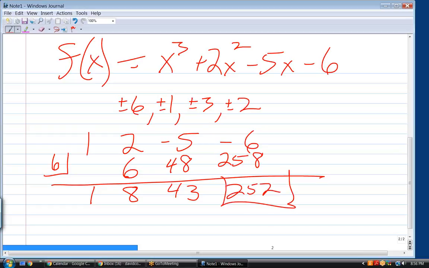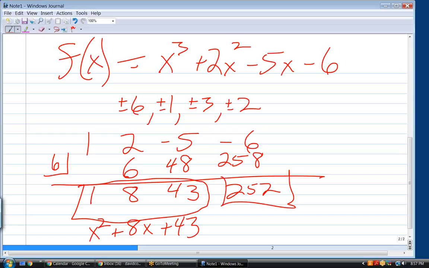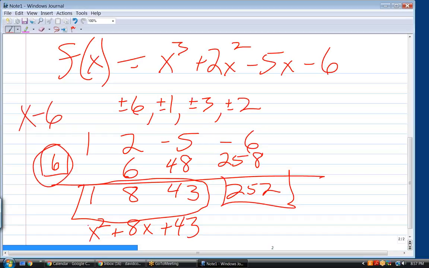If that was 0, then I've already divided this by my factor, and my remaining quadratic is x squared plus 8x plus 43. So I would have found one factor, which would be x minus 6, and I can get the other two factors by using the quadratic formula on that. I found all three factors.